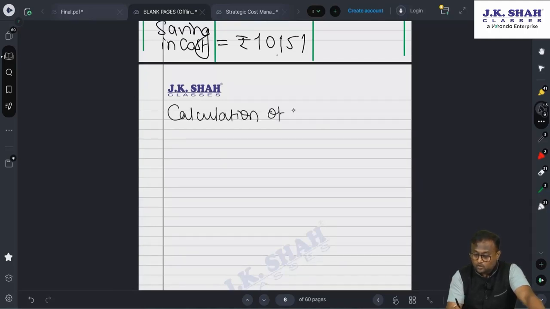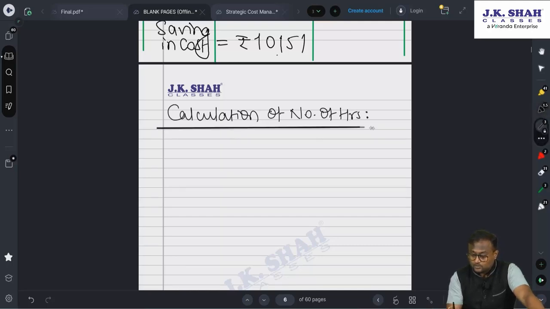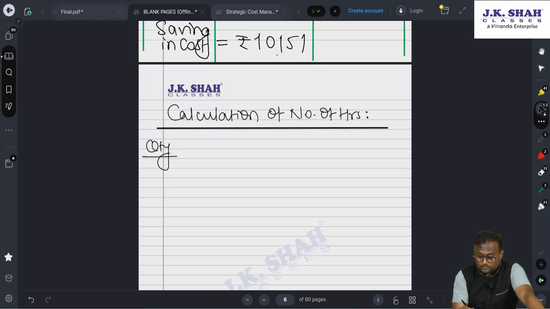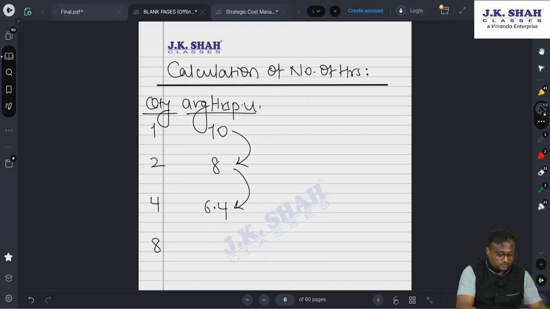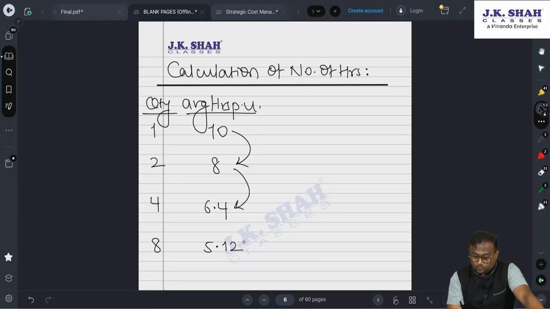Calculation of number of hours. We already know that as and when you double the production, average time required reduces. So 10 will go down to 8, 8 will go down to 6.4, and 6.4 will go down to 5.12.